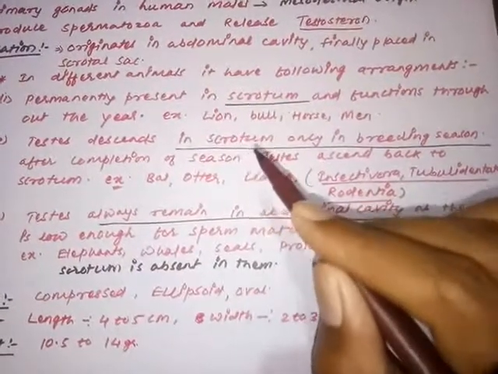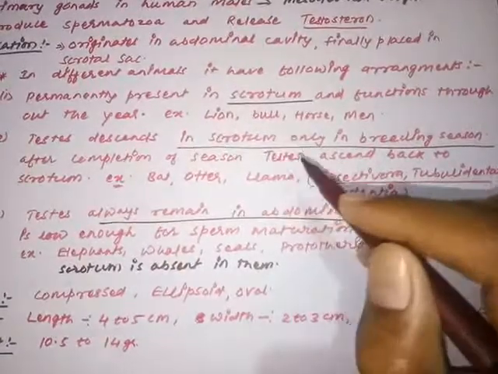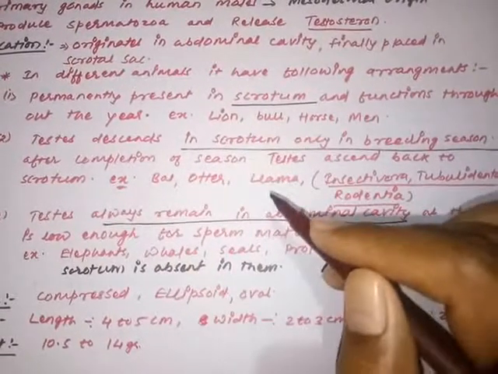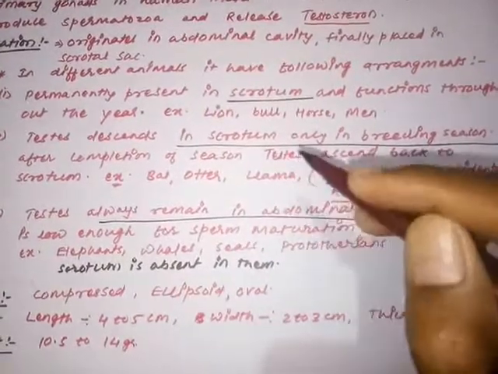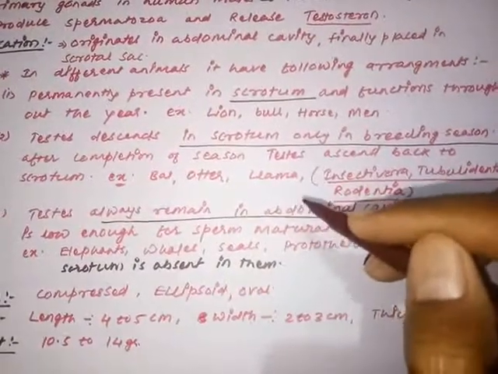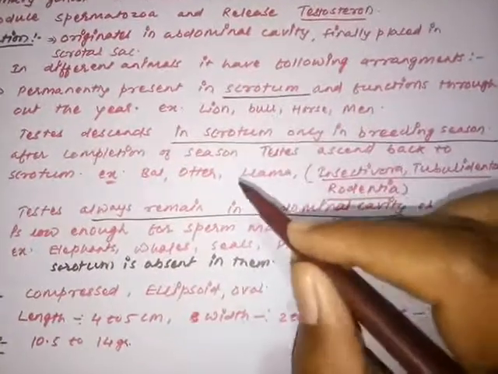The testis will come down into the scrotal sac only during the breeding season, and after completion of the breeding season, the testis ascends back, moves back to the abdominal cavity and becomes non-functional thereon. Is it clear to you all?